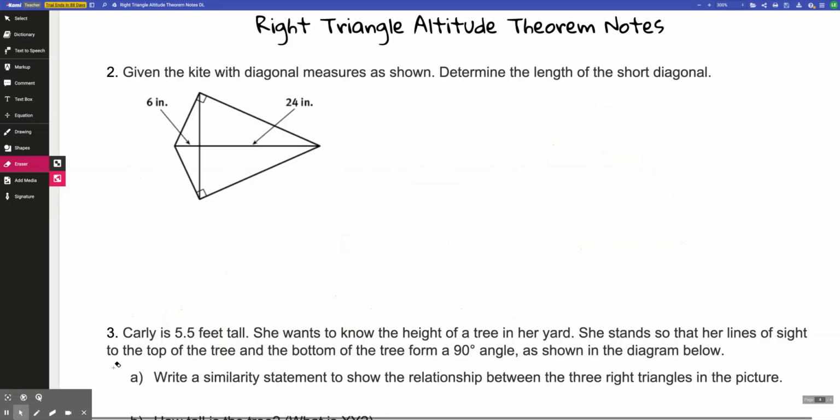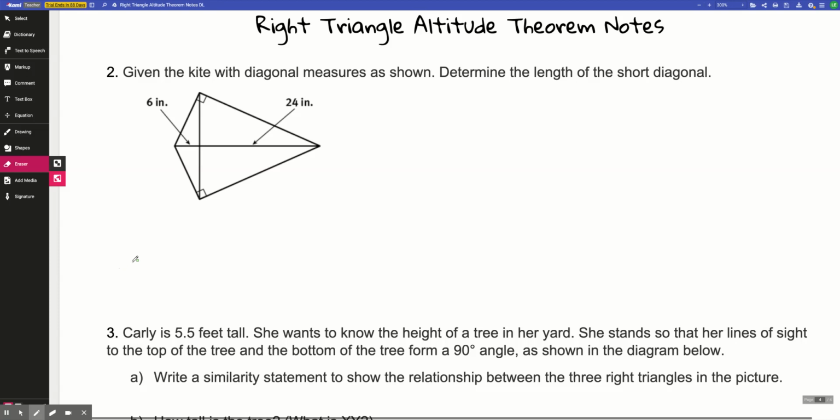All right, y'all. So here's the next problem, which kind of goes back to what we learned about kites and about quadrilaterals. It's been a hot minute since we've talked about those, right? But this is one of those ways that this right triangle altitude theorem can help us, right?